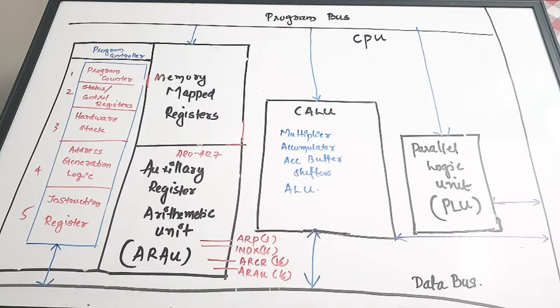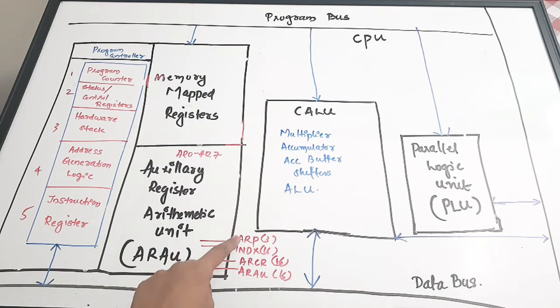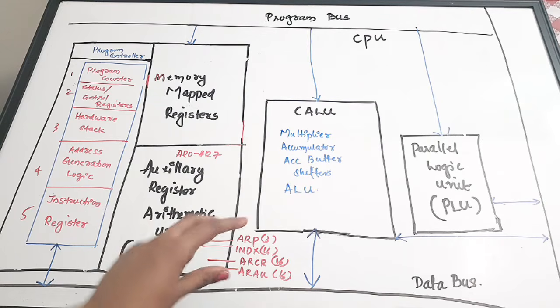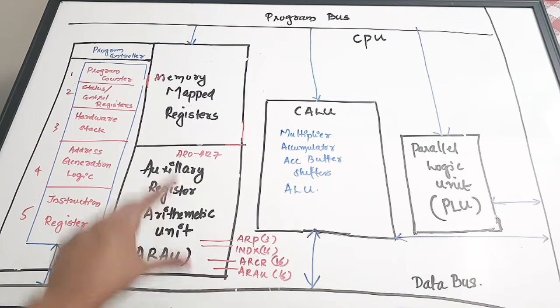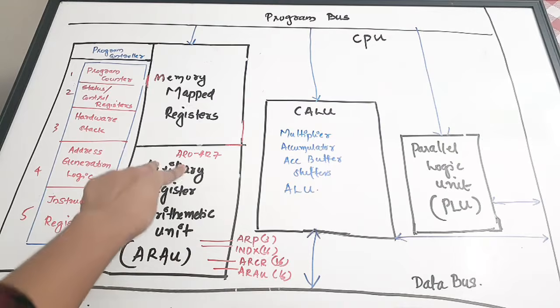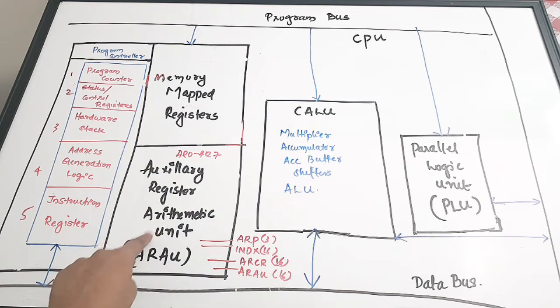Now this ARAU, which is the last element we have discussed, is used to calculate the indirect address using the contents of ARP, INDX, and ARCR. So it is used for address calculation also, this ARAU, that is the arithmetic unit. So that is all about the elements present in the auxiliary register arithmetic unit.